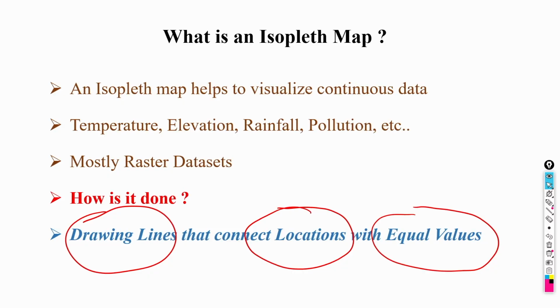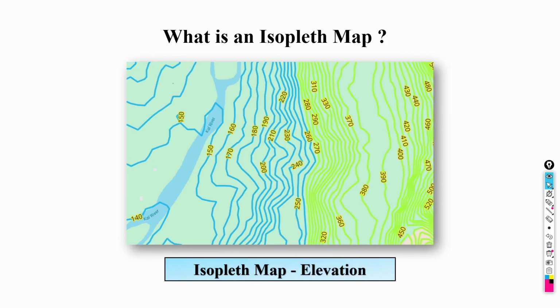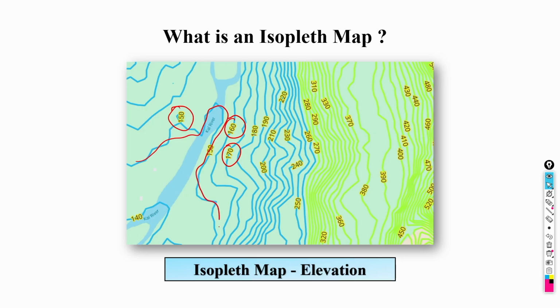So we try to draw lines that connect the locations having similar values, and we will just see a small example for that. You can see this image here, and you can see the values 150, 160, 170, and you can see these lines moving around. What these lines represent is that this particular line has an elevation of 150 throughout these locations. So we are joining those lines and we are trying to create an Isopleth map.